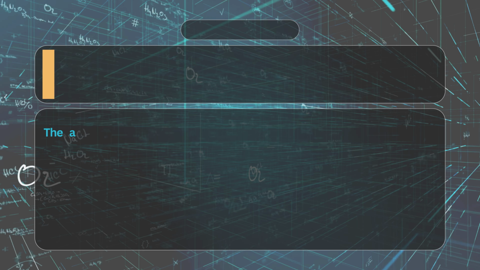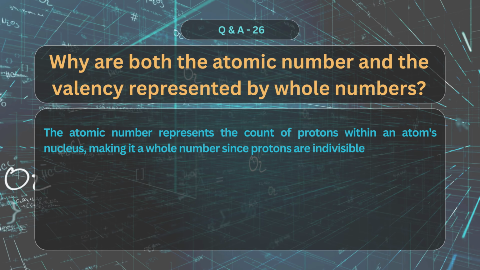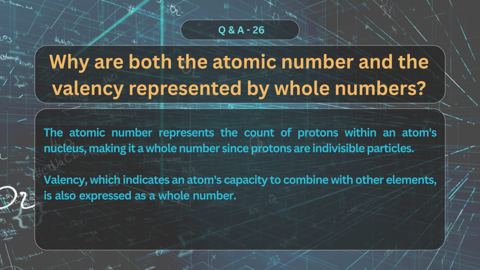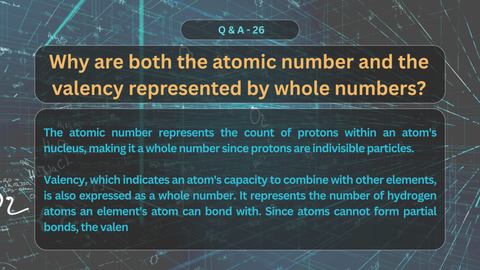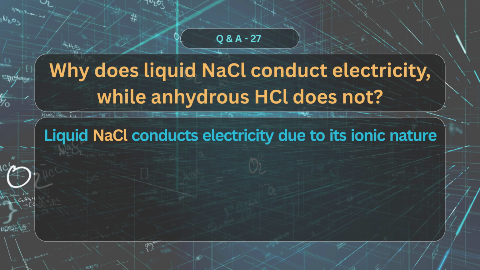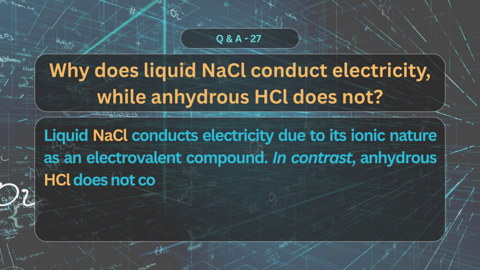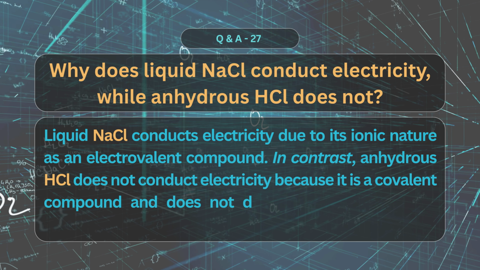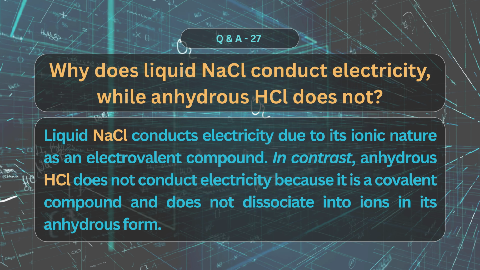JEE. Ever wonder why atomic number and valency are always whole numbers? It seems obvious, but it's actively tested in GCSE and CBSE. Let's test conductivity. Molten sodium chloride conducts electricity, but anhydrous HCl does not. Know this distinction for IB chemistry.